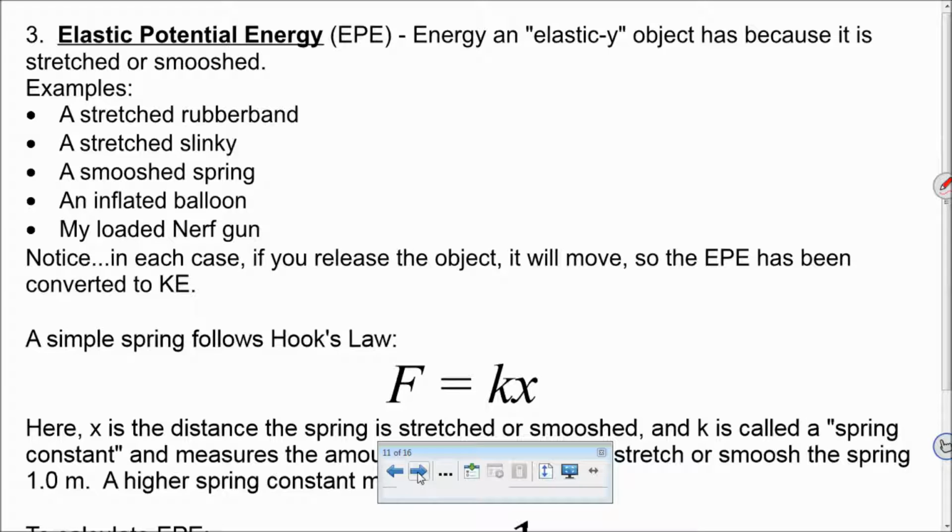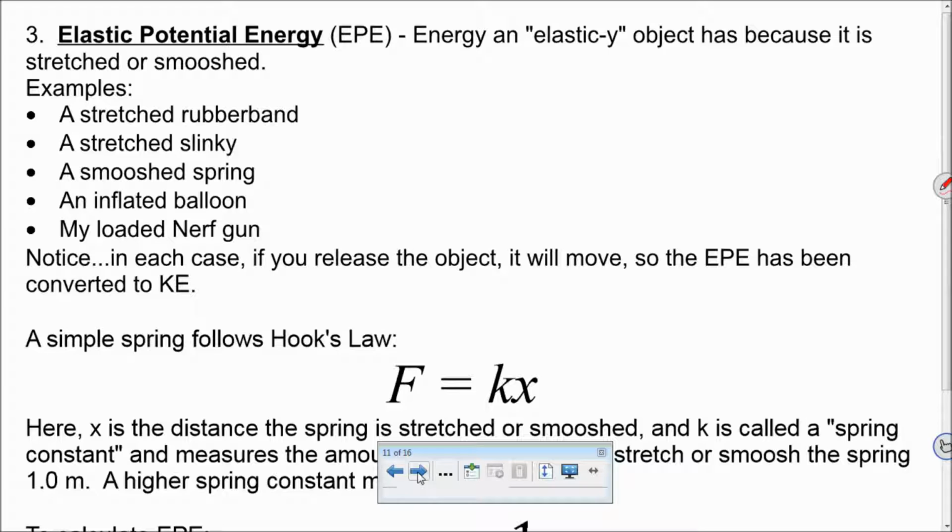Cool? All right. So examples of things that might have elastic potential energy would be a stretched rubber band or slinky, a spring. Sometimes springs can be squished instead of stretched, so you could smoosh a spring and store energy that way. When you blow up a balloon, the balloon stretches and stores energy. Then if you don't tie it off and you let it out, that elastic potential energy pushes the air, and in return, the air pushes the balloon and the balloon goes shooting through the air.